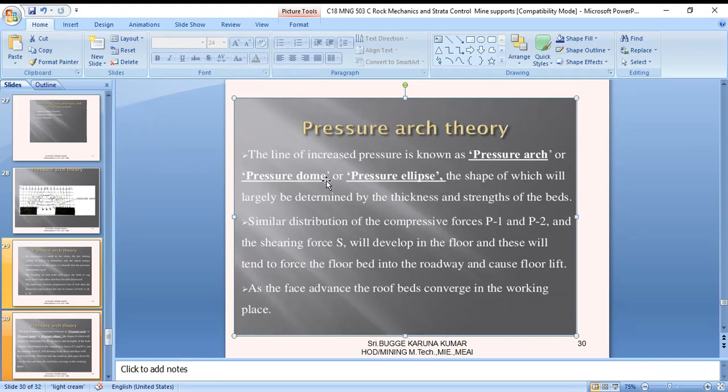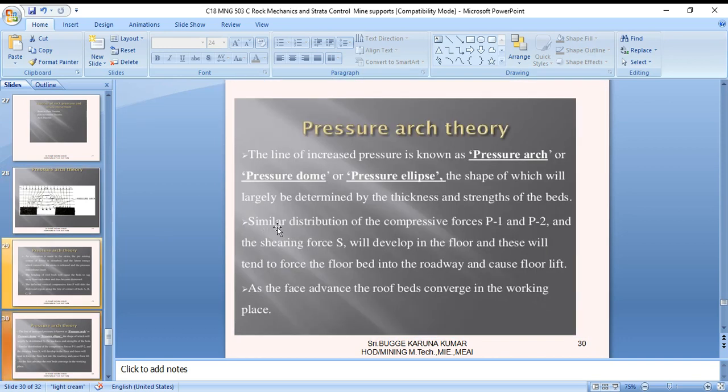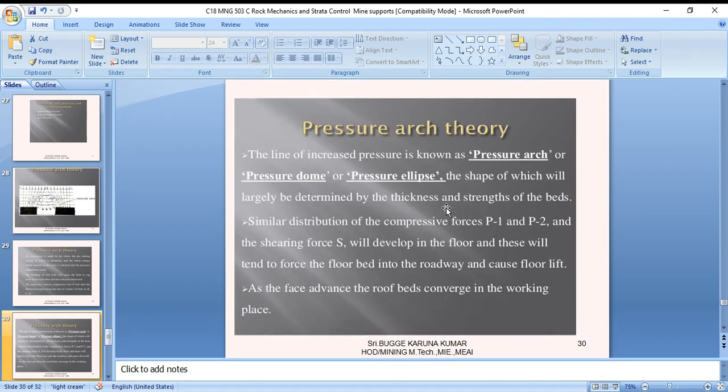It's called a pressure arch or pressure dome, or pressure ellipse. They look like an arch. That's why they call it a pressure arch. The shape of which will be largely determined by the thickness and strength of the bed.